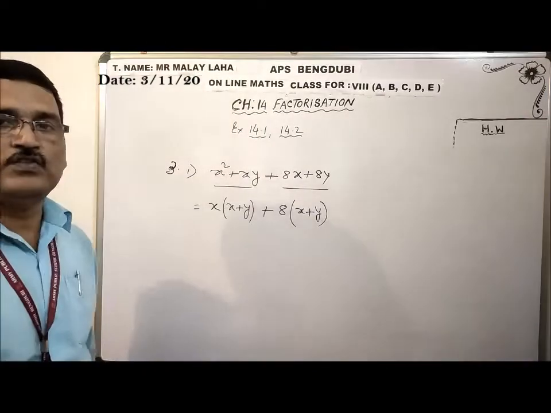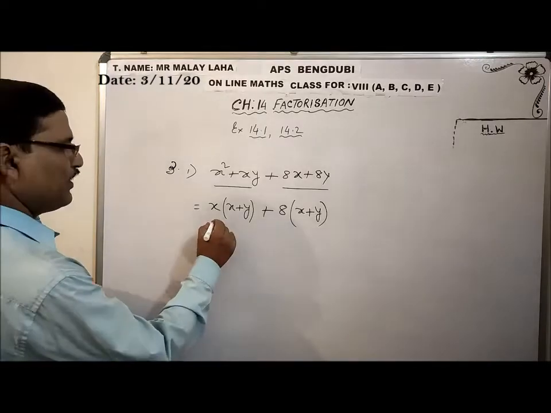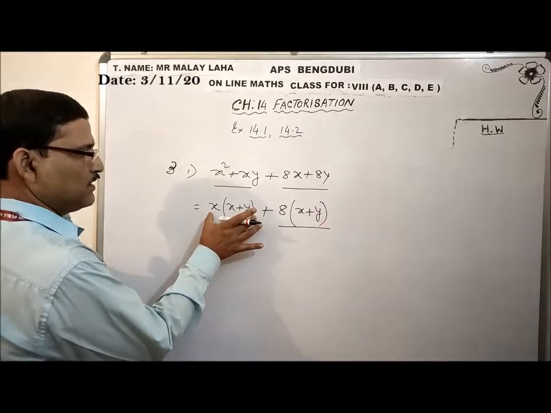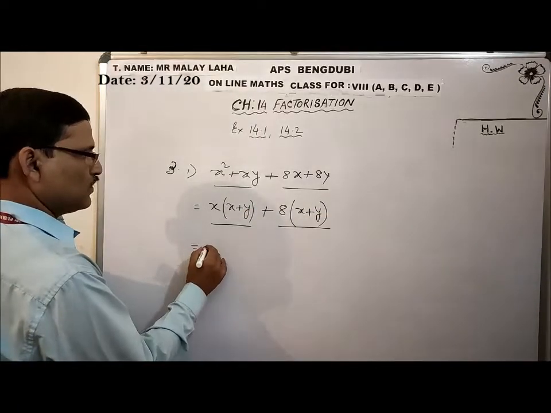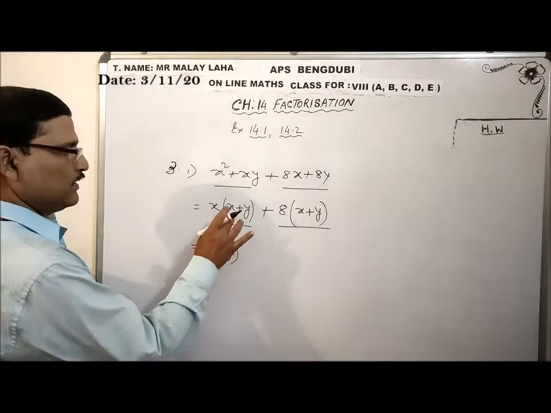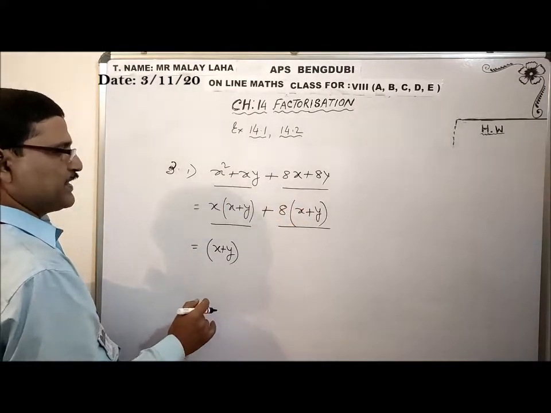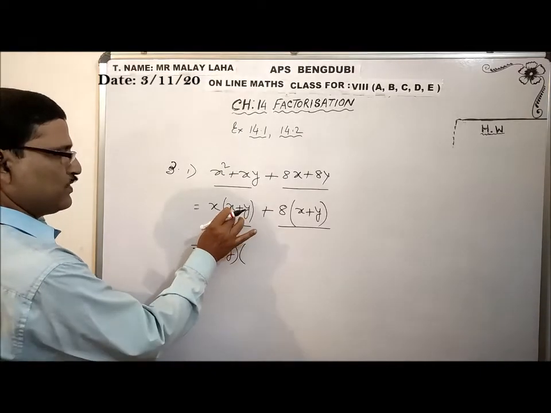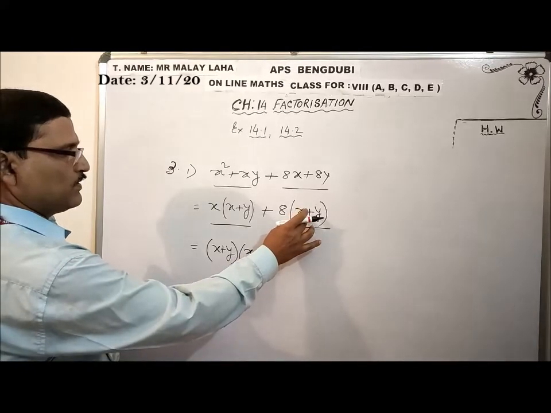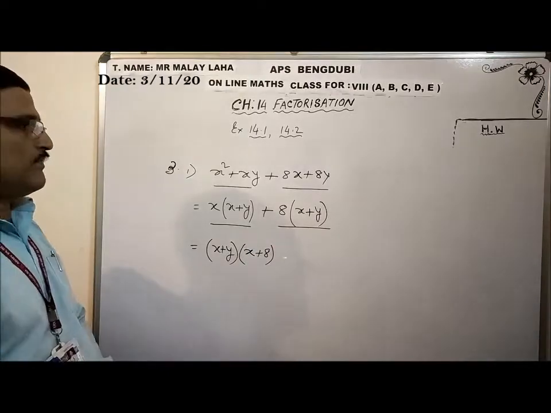Factorized, but it is not the simplest form. Again you have to perform the factorization of this. What is the common factor of these two groups? x plus y is present in both. If I take common x plus y, what is left out? x is left out. And 8 is left out, plus 8. If it is minus, then minus. So this is the final answer.